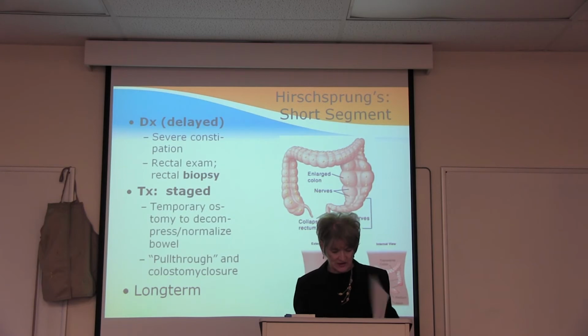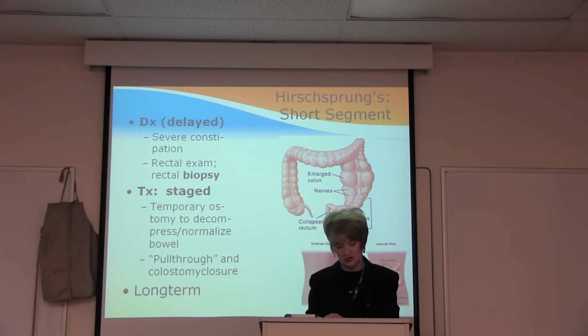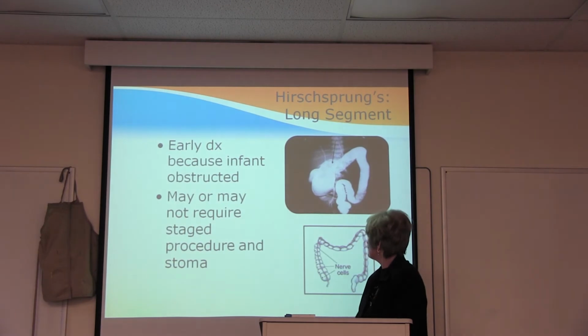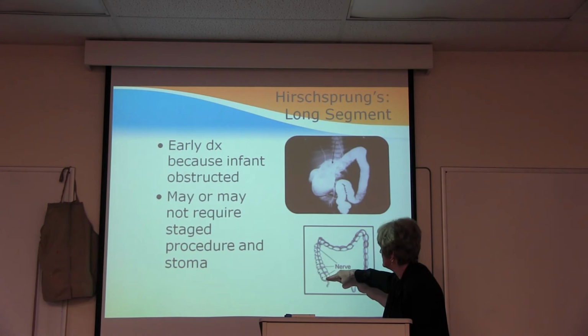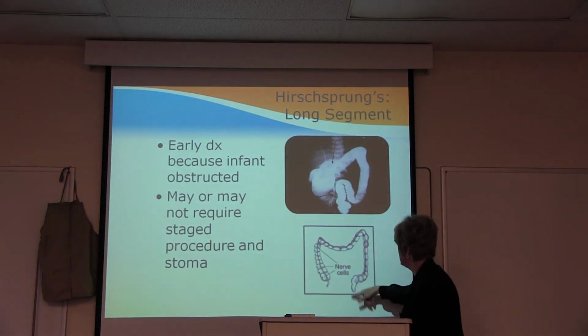So let's see if there's anything else I wanted to go over related to short segment. I think that's it. What about long segment disease? Well, here you see, in this case, there's ganglion cells in the ascending colon, but none in the transverse, descending, sigmoid or rectum.